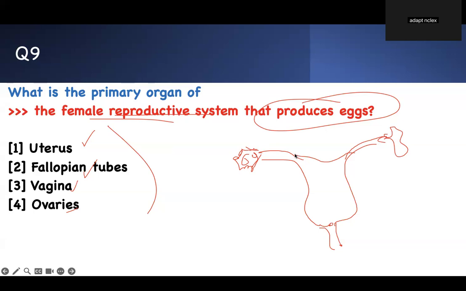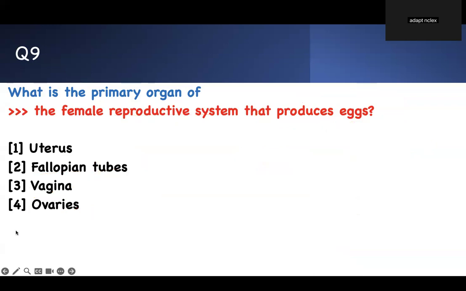So which reproductive organ produces egg? The ovaries are way here. The uterus cannot produce egg. The fallopian tube can carry the eggs after they fertilize. The vagina is far away from the eggs. How can it produce them? So the ovaries. You see, I'm trying to show you: first, you have to know your anatomy, draw the diagram. You can see, oh, this is where it is coming from. So 4 is the right answer.